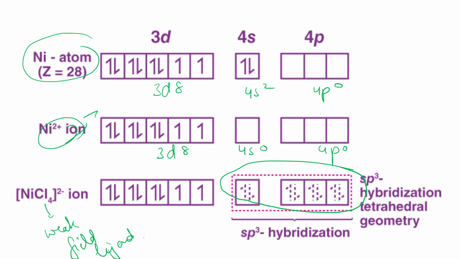That means hybridization will occur, and the hybridization will be sp3, and 4 ligands will come and donate their electrons in these hybrid orbitals, and the complex generated is an outer orbital tetrahedral complex. Example of an inner orbital tetrahedral complex is nickel tetracyano complex.